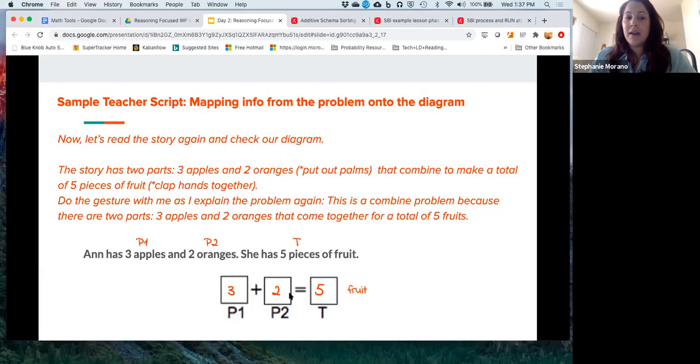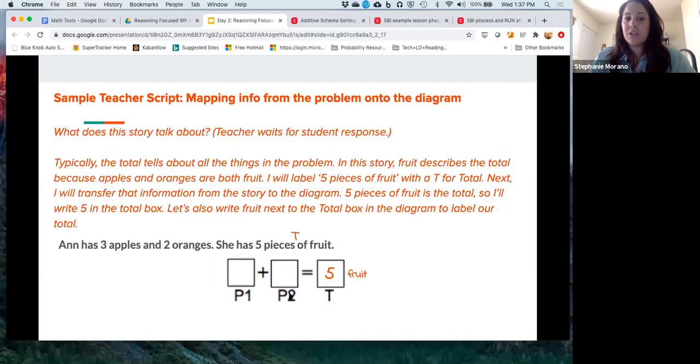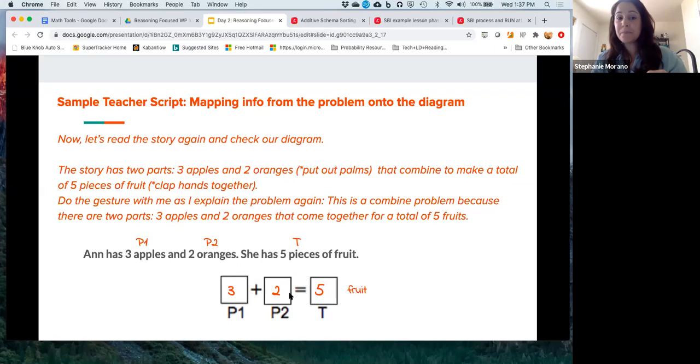Okay, so that was just a really quick model of what this process looks like, of first processing the problem, reasoning, explaining your reasoning so that students understand why we're going to identify this problem as a combined problem, and then how we reinforce that as we work through the process of taking the information from the story and plugging it into the graphic organizer.